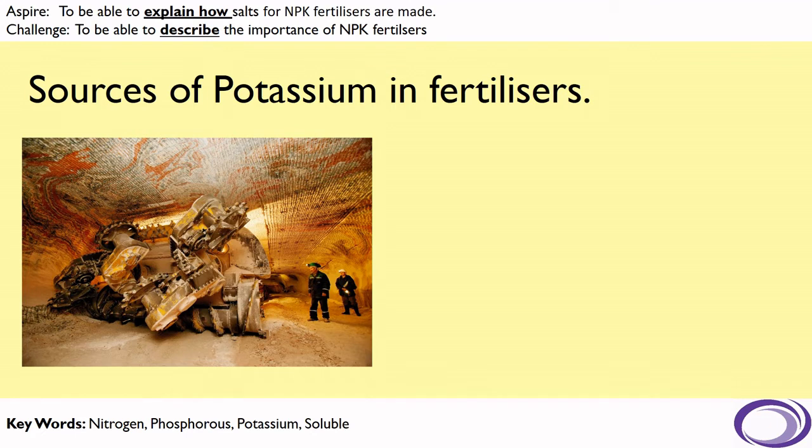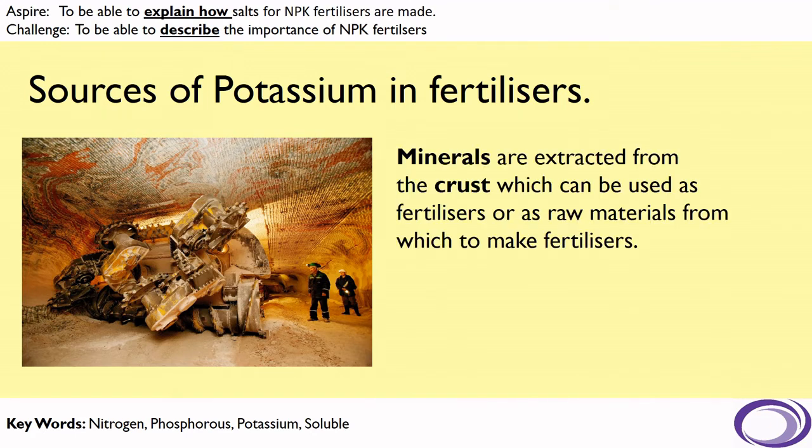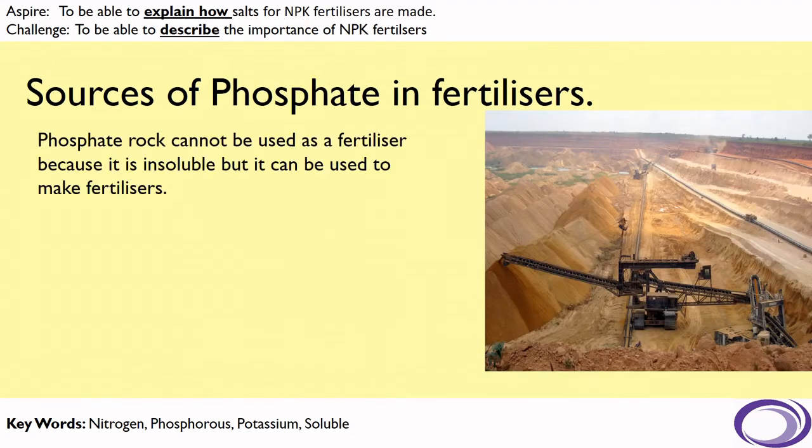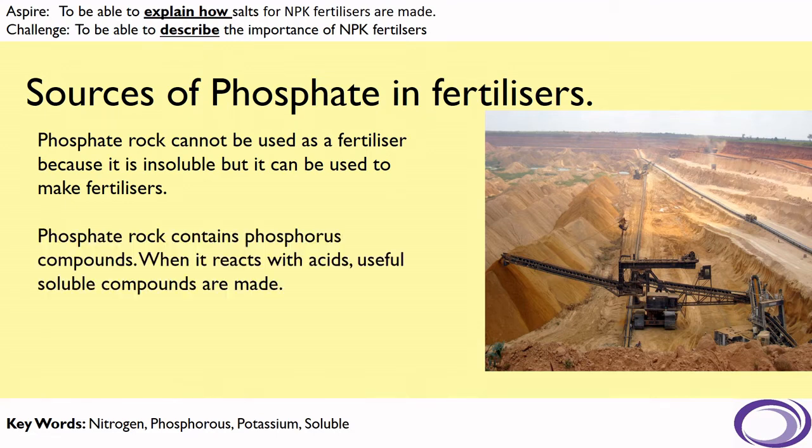Sources of potassium. Minerals are extracted from the crust, which can be used as fertilisers or as raw materials from which to make fertilisers. Potassium chloride and potassium sulfate can be used as fertilisers because they contain potassium ions. For sources of phosphate, phosphate rock unfortunately cannot be used as a fertiliser because it's insoluble. So instead we would use it to make fertilisers.